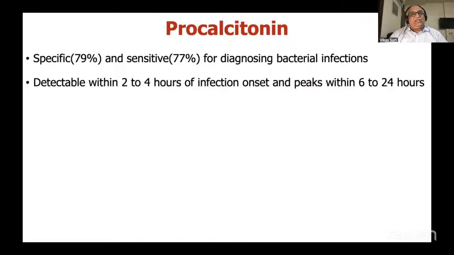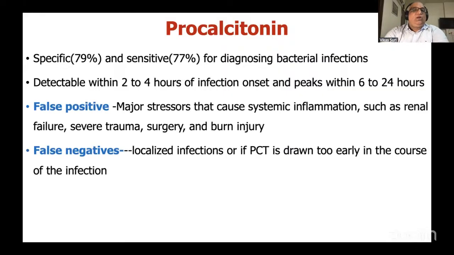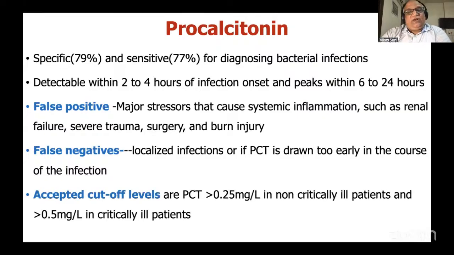A word about procalcitonin. It has a sensitivity of about 77%, is detectable within 2 to 4 hours of infection, and peaks within 6 to 24 hours. There are a lot of false positives and false negatives. Accepted cutoff levels are a PCT level of 0.25 milligrams per liter in non-critically ill patients and 0.5 milligrams per liter in critically ill patients.